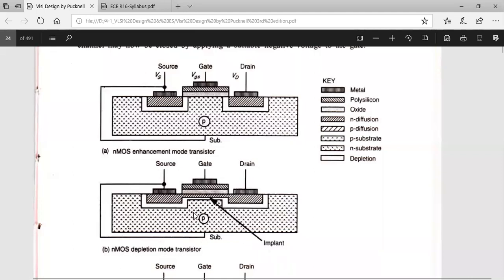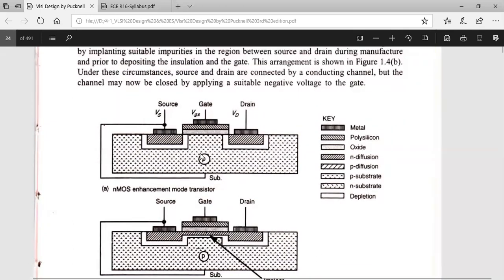Here the arrow mark indicates that in the NMOS depletion mode transistor, the channel is formed initially itself. A channel, or an implant, is formed between the source and the drain, which will act as a channel. But in the enhancement mode transistor, they don't have the channel in the initial stage, but later, based on the operation of the transistor, a channel will be formed, right?